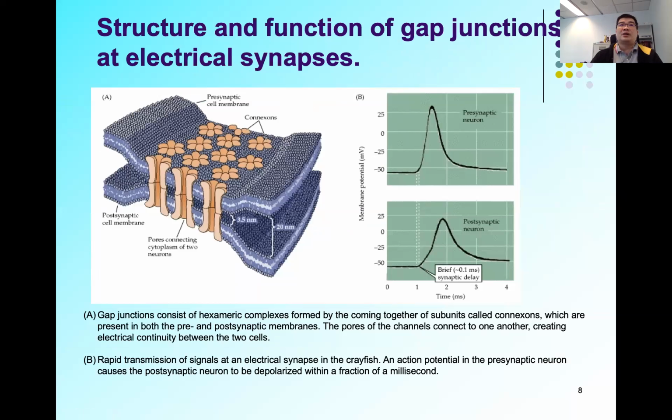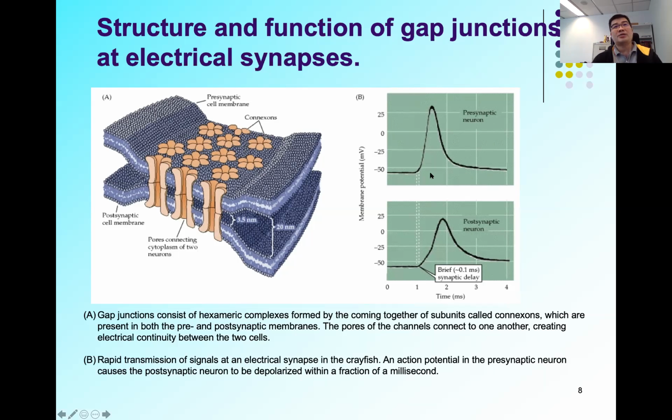So we first talk about the electrical synapse. Here is the structure. This is the presynaptic cell membrane. This is the postsynaptic cell membrane. Now they are connected through pores, the so-called connexons. Those connexons can be closed or opened. They are hexameric units, in both the pre- and postsynaptic terminals.